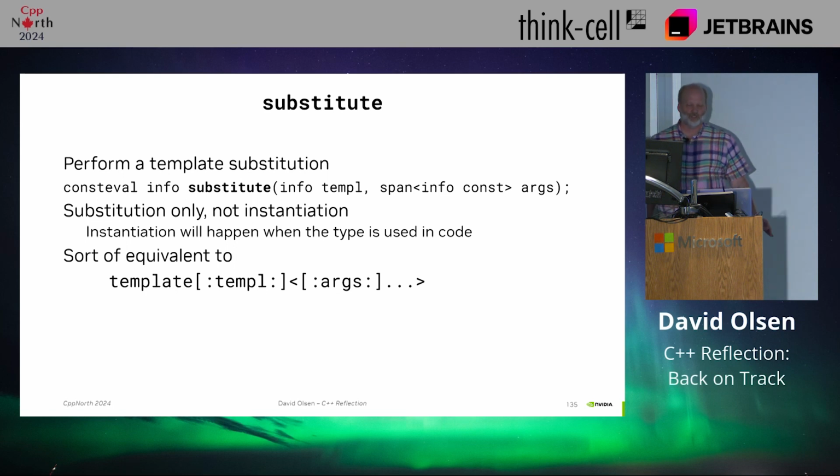The function substitute performs a template substitution. The inputs are the reflection of a template and a span of the reflections of all the template arguments. And the output is the reflection of the type that was created. The substitute function combines the template and the template arguments into a type, kind of like the line at the bottom, except that you can't do it that way because args is not a pack that can be expanded.